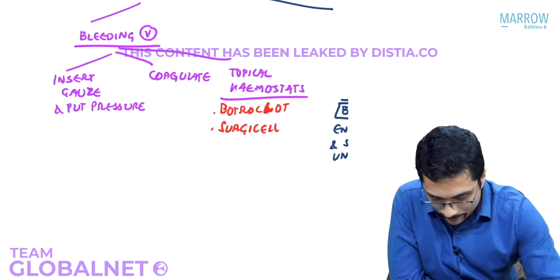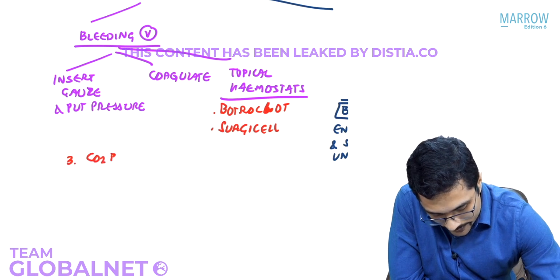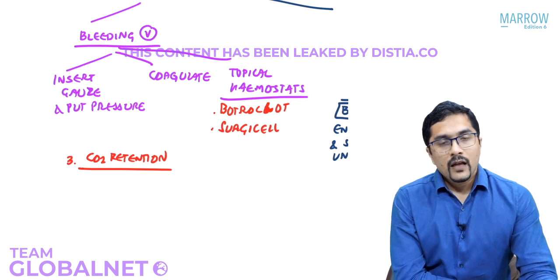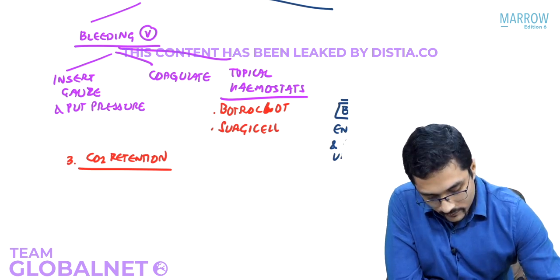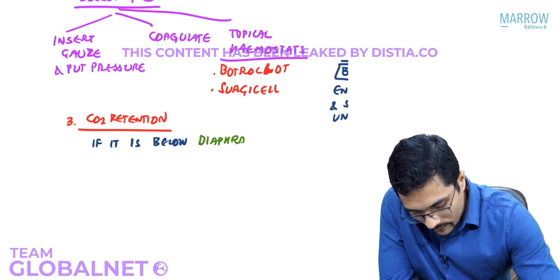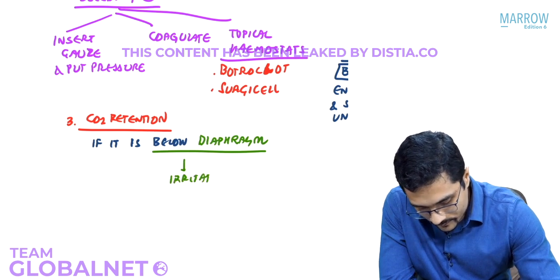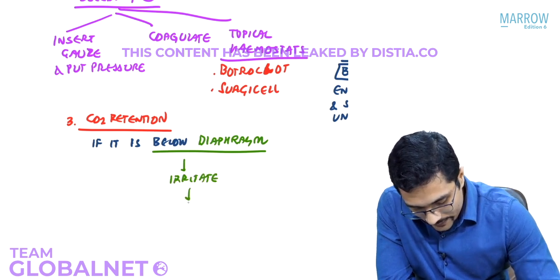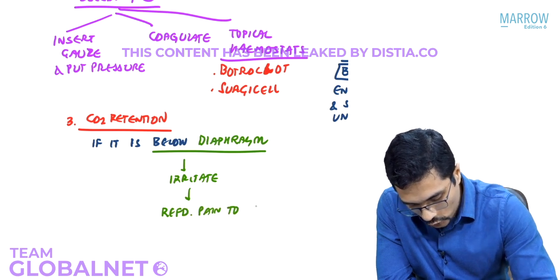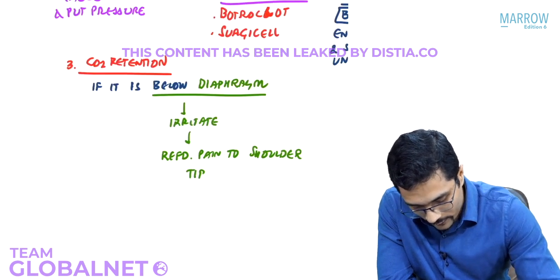Another problem during laparoscopy, which I have discussed with you in the past as well, is that there can be CO2 retention inside the abdominal cavity. And if this CO2 is below the diaphragm, then what is going to happen? This CO2 can irritate the diaphragm and it can lead to referred pain to the shoulder tip. You know that diaphragmatic irritation is going to give rise to referred pain to the shoulder tip.